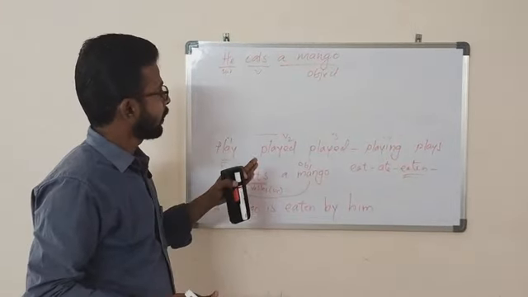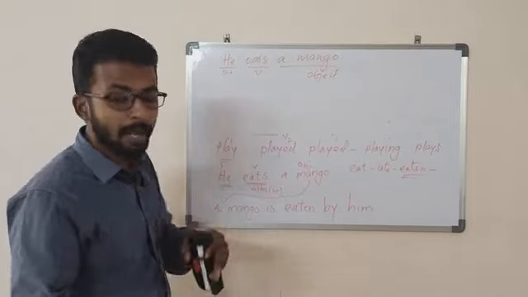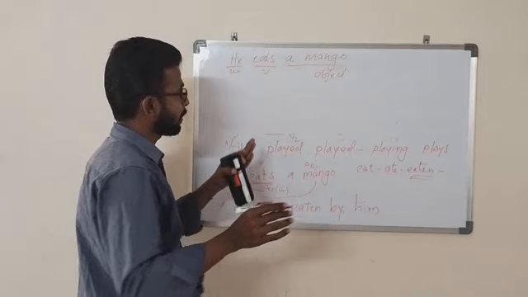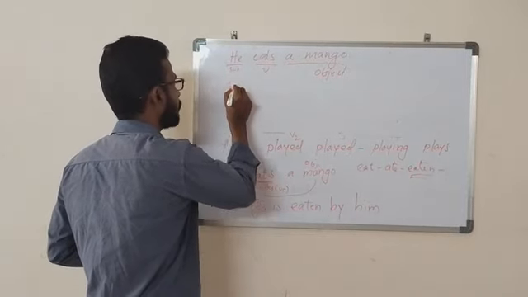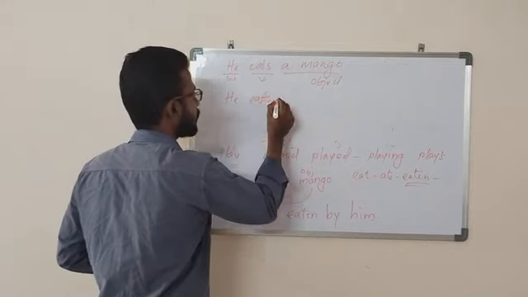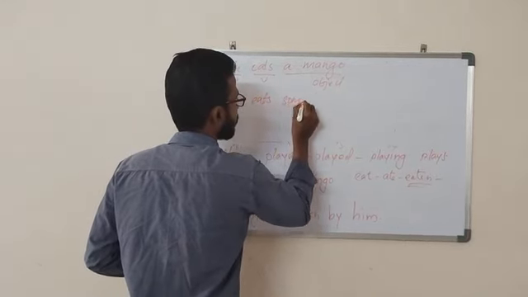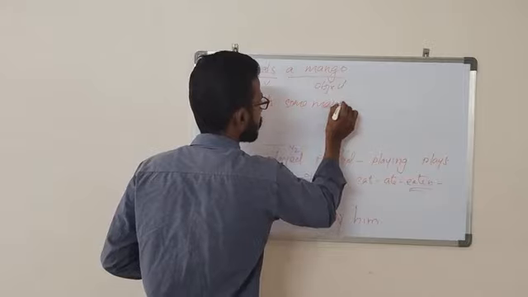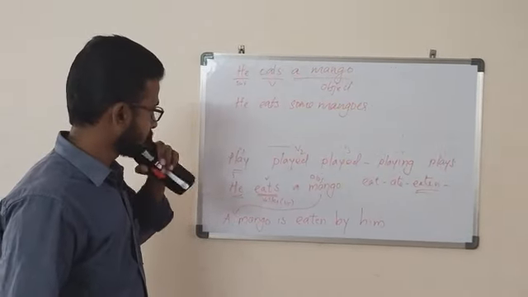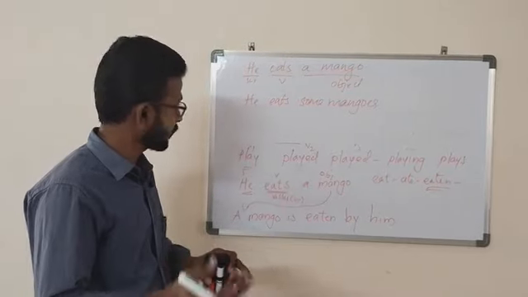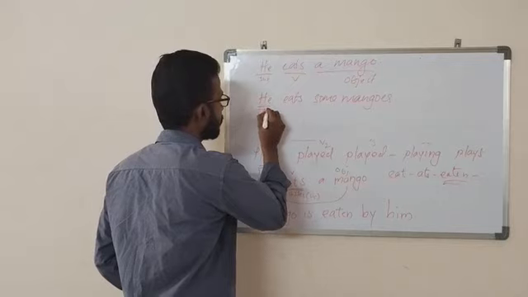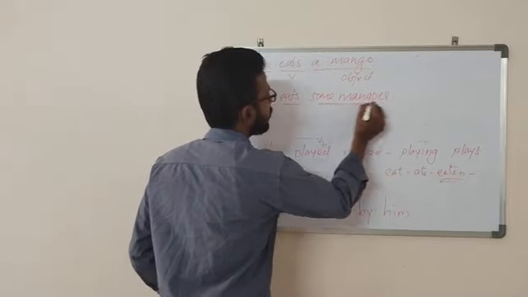So here, what about am and are when it comes? Let me explain one more example. He eats some mangoes. What does this sentence mean? There are many mangoes, and some mangoes were eaten by this person. So this is the subject, this is the verb, this is the object.